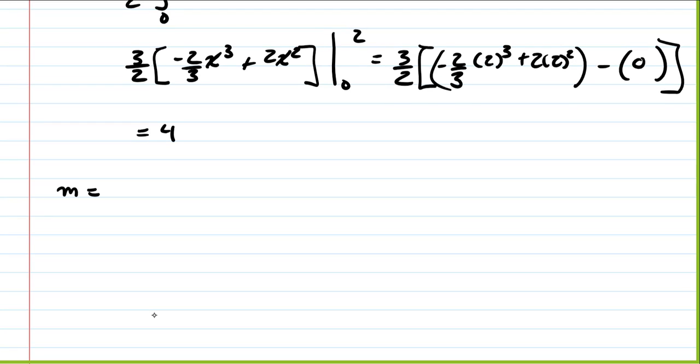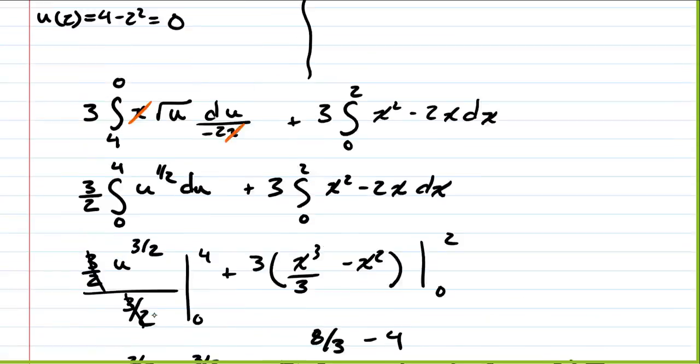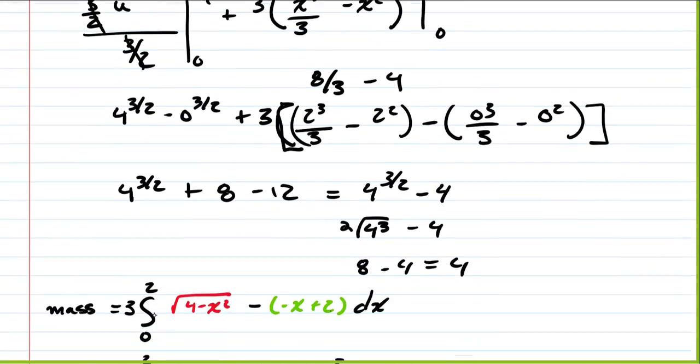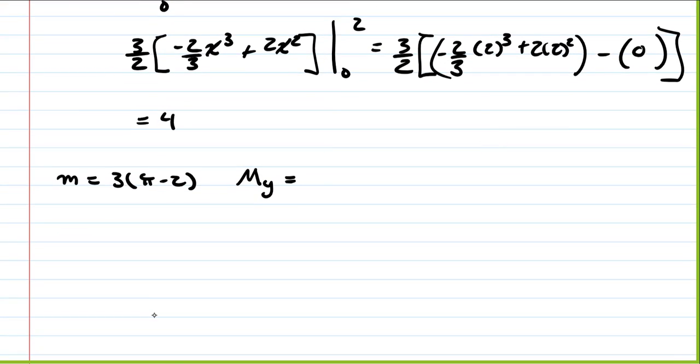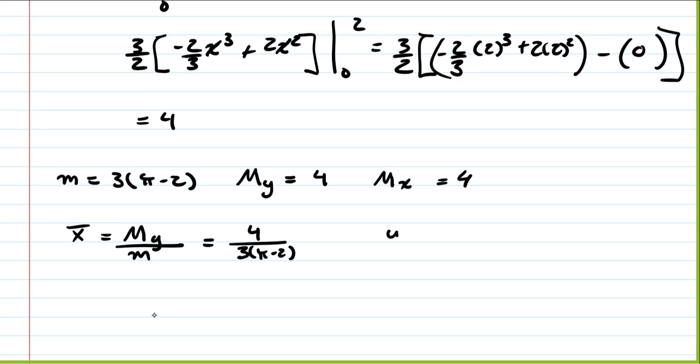So our mass m was 3 times pi minus 2. Our m sub y was, what did we come up with? 4. Oh, and our m sub x was also 4. Well, that's convenient. So then x bar is equal to m sub y divided by little m, so that's 4 over 3 times pi minus 2. And y bar is equal to m sub x over little m, our mass, which is also going to be 4 over 3 times pi minus 2. And that gives us the center of mass of that region.